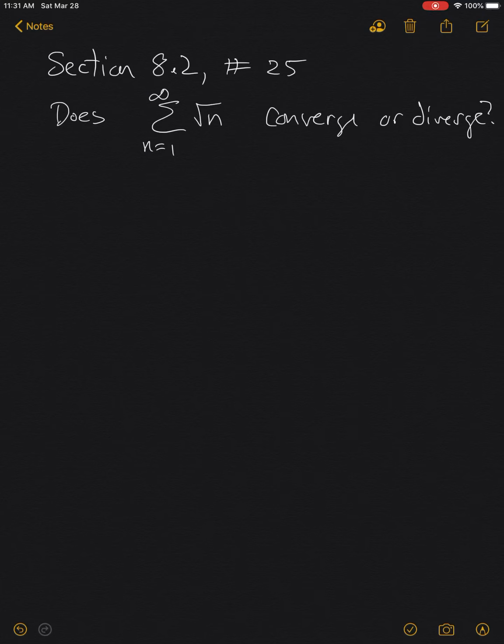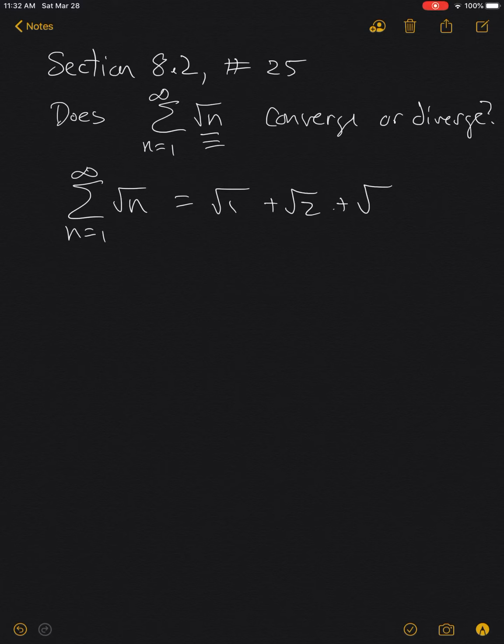We would like our intuition to kick in here a little bit, but I'll show you two different solutions to this. The one based a little more on our intuition is what's called the nth term test for divergence. This is theorem 8.2.4 in section 8.2, when your reading comes towards the end of the section. If we were to write out the first few terms of this series: square root of 1 plus the square root of 2 plus the square root of 3 plus the square root of 4, and so on.